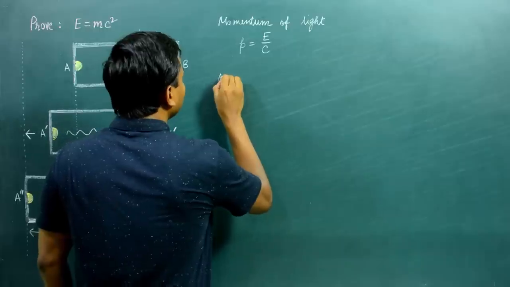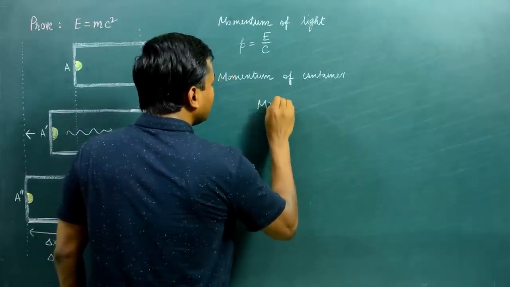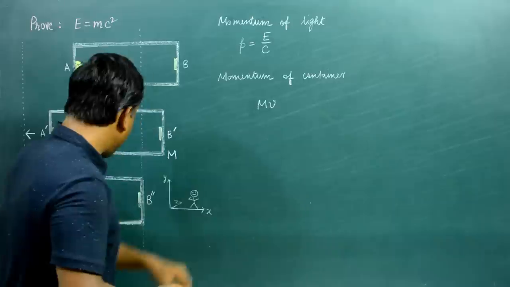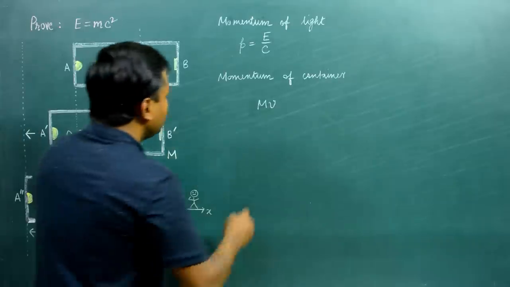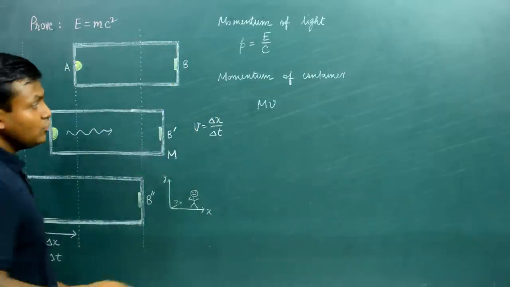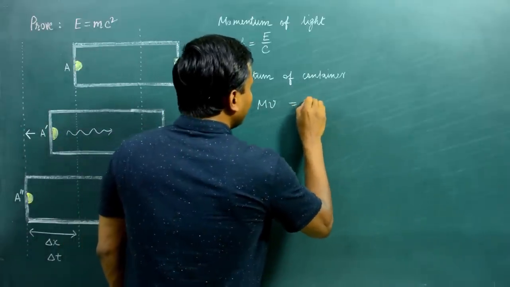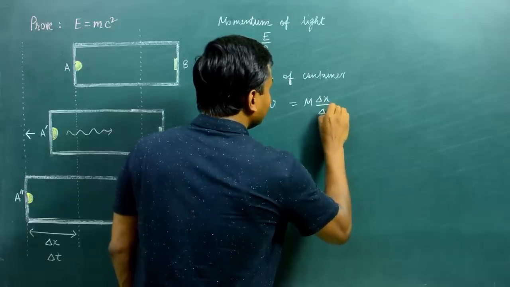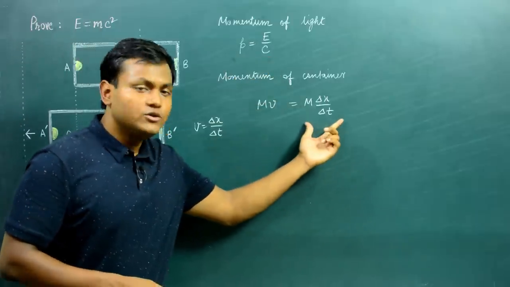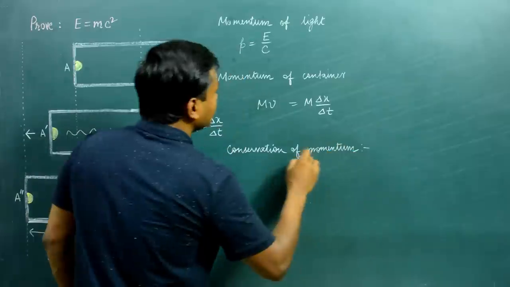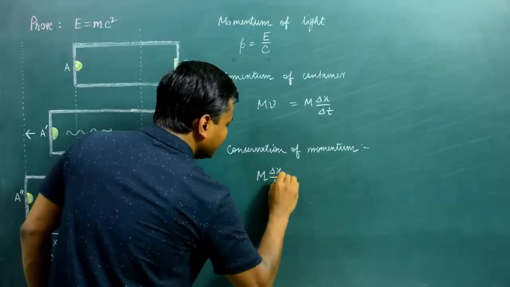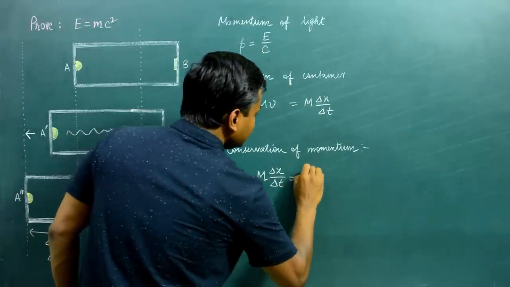The momentum of the container can be defined as the mass of the container multiplied by its velocity. Now let's suppose the mass of the container is m, all right, and what is velocity? V is the distance traveled per unit time. So velocity is nothing but the distance traveled by the container in time del t. So the momentum of this container is nothing but m del x upon del t. Now, the conservation law of momentum tells us that the momentum carried by the light is going to be exactly equal to the momentum of the container itself. So that means the momentum of the container, which is mass of container multiplied by del x upon del t, is equal to the momentum of light, which is E upon c.